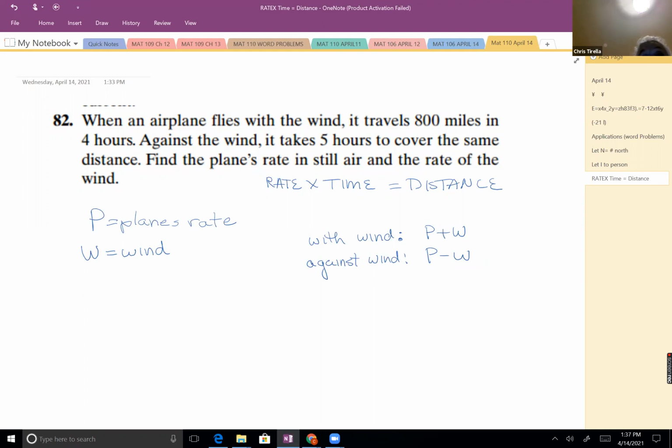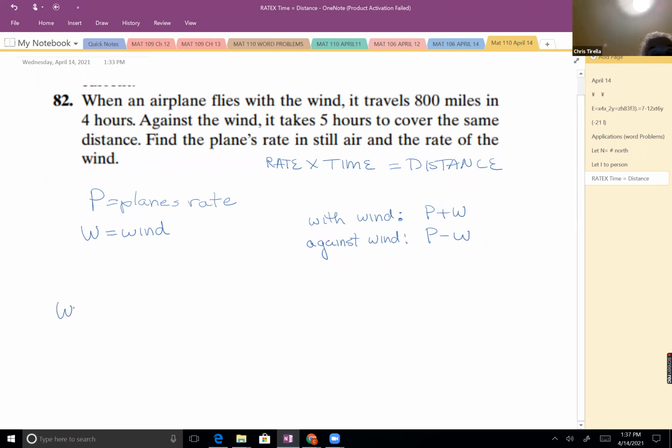So putting those pieces together, when I go with the wind, my rate times my time equals my distance. And the rate is the sum P plus W. The time with the wind is 4 hours, and that's 800 miles. So that's 4P plus 4W equals 800.